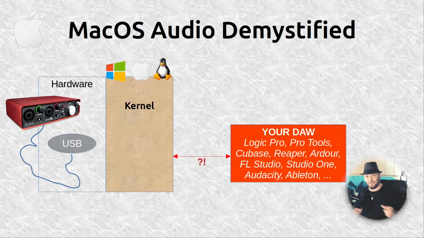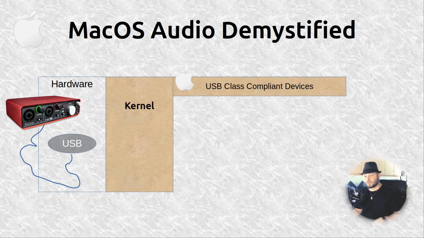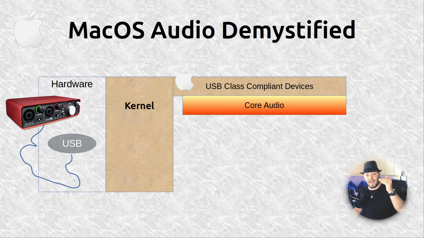Next, let's do Mac. Same thing, in your DAW, you want to use the audio device and somehow it goes through the kernel. So, USB class compliant devices, this would be the kernel extensions layer. I don't really know if it has any good name in Mac, but it abstracts into something called Core Audio. And together the Core Audio and whatever the kernel layer is, this is actually quite good performance.